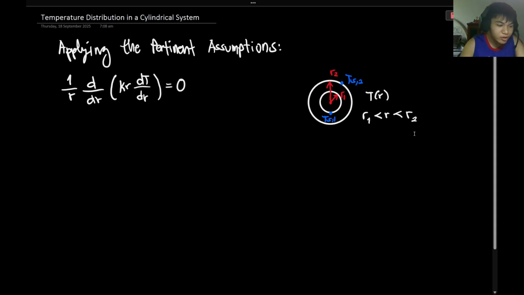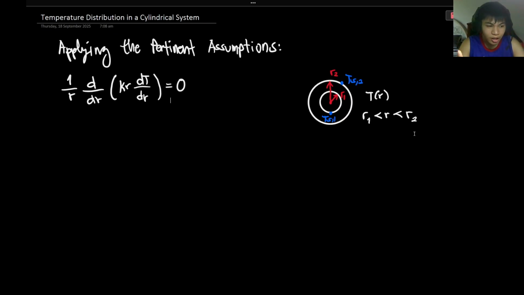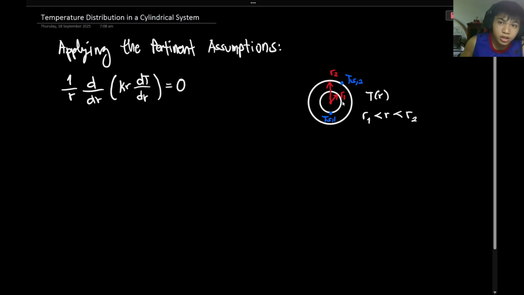Today we will be deriving our temperature distribution in a cylindrical system. This is related to our cylindrical coordinates derivation. As we can see here, before we look at the figure that is here.